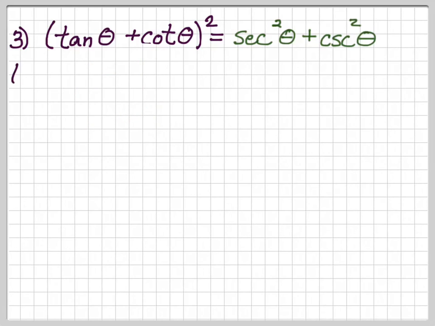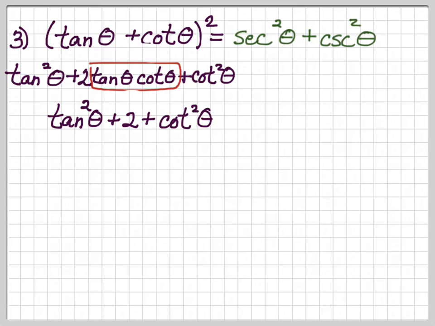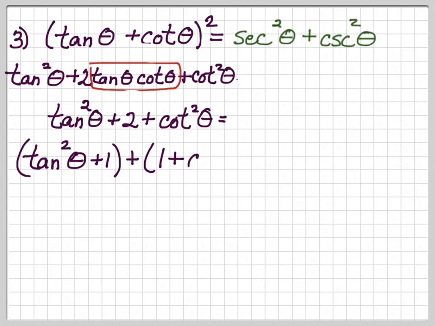Okay, so we're going to do the same thing with tangent theta here. So we're going to have tangent squared theta plus 2 tangent theta cotangent theta plus cotangent squared theta. Notice that in the middle here we have tangent times cotangent. Any trig function times its reciprocal function is equal to 1. So this becomes tangent squared theta plus 2, because we have 2 times 1, plus cotangent squared theta, which will be, I'm going to divide this up into tangent squared theta plus 1 plus cotangent squared theta.